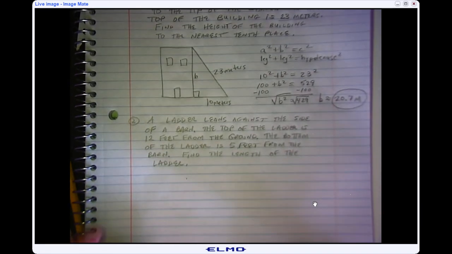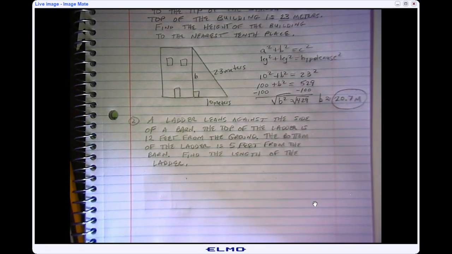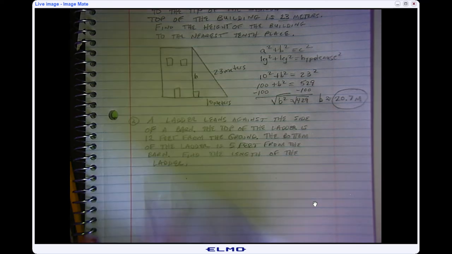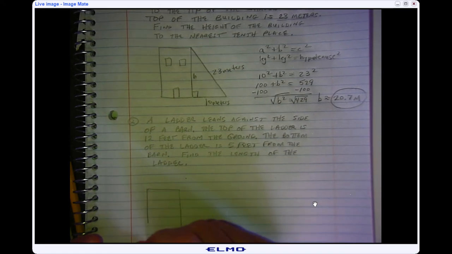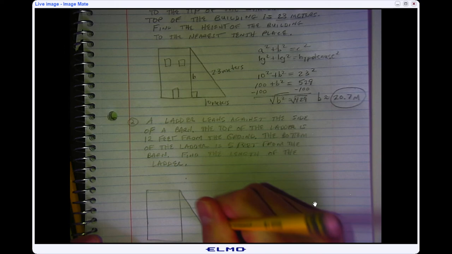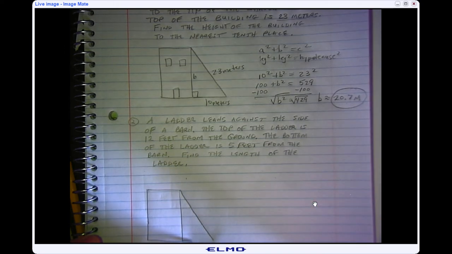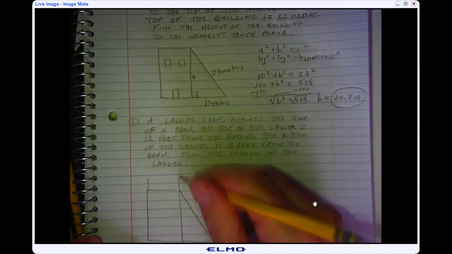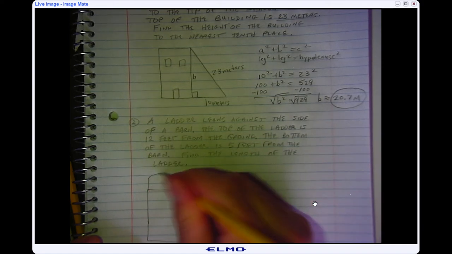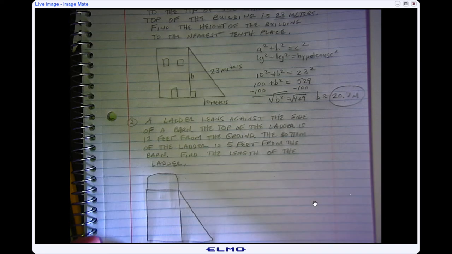Now my second example is this time a ladder is leaning against the side of a barn, so I'm probably going to paint it or something. So I'm just going to draw a quick barn here. And then here's a ladder that is leaned against it. Now, it could be leaning against any part of the barn, so maybe this is the roof or something, maybe there's something on the side.